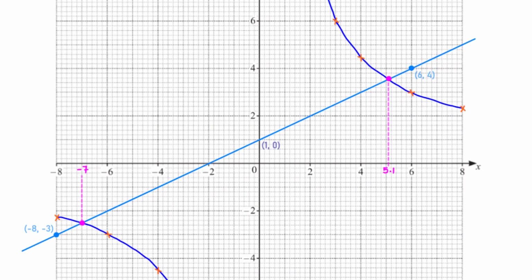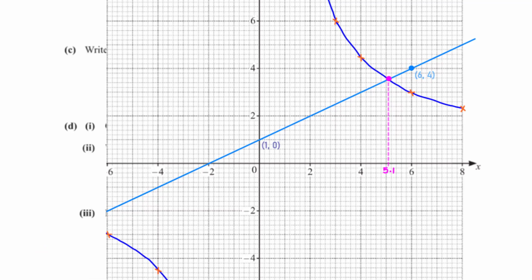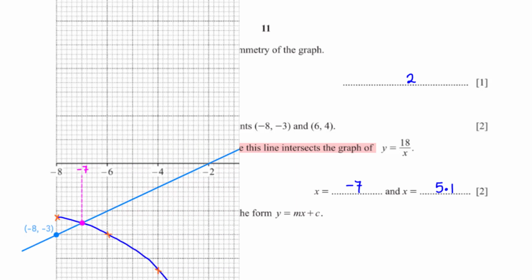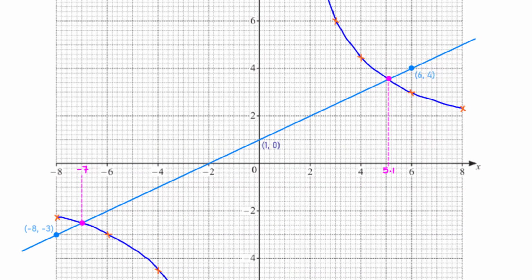On the grid, plot and join the points -8, -3, and 6, 4. So on the grid, we plot the points -8, -3, and 6, 4. Then we connect the points with a straight line. Write down the values of x where this line intersects the graph of y equals 18 over x. So on the grid, we see that the x-coordinates of these points are -7 and 5.1.